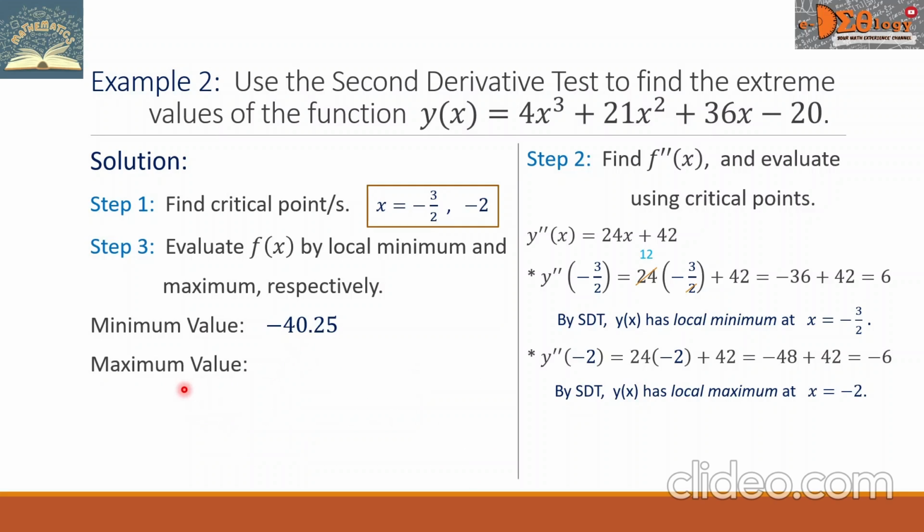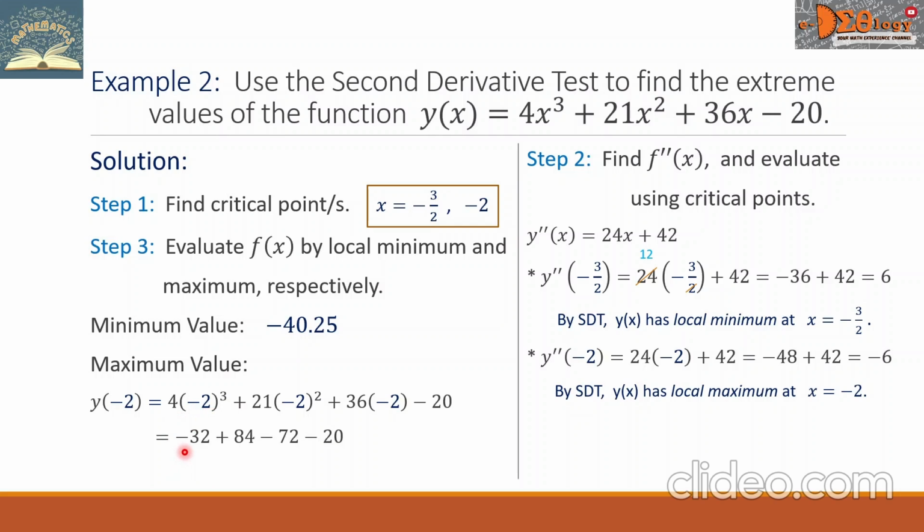Let's proceed with the maximum value. From step 2, we say that the function has a local maximum at the point x equals -2. So we will use this -2 to find the maximum value. That is y(-2). Our function given here becomes like this. We change all x by the value -2. Then let us simplify. The cube of -2 is -8.